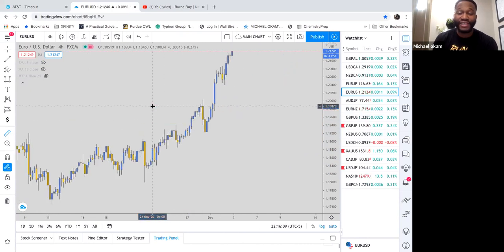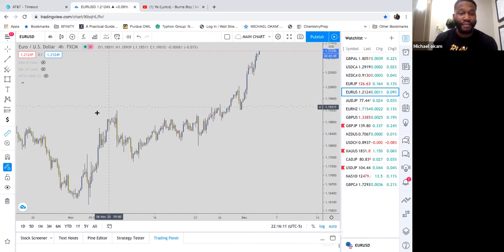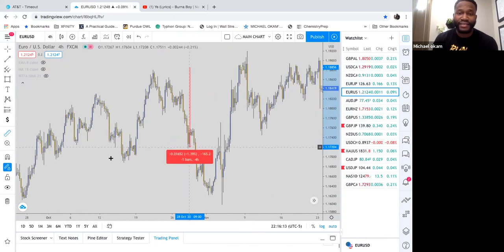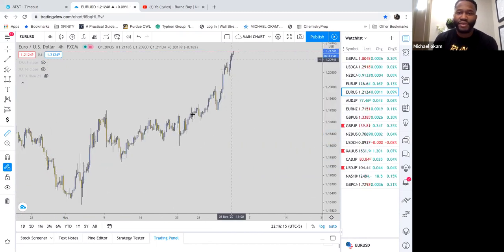I don't see any support. I don't see any resistance, no support. I don't see nothing. So I'm not even spending time looking at this. Look at this. Too many buyers. There's no opportunity to buy.